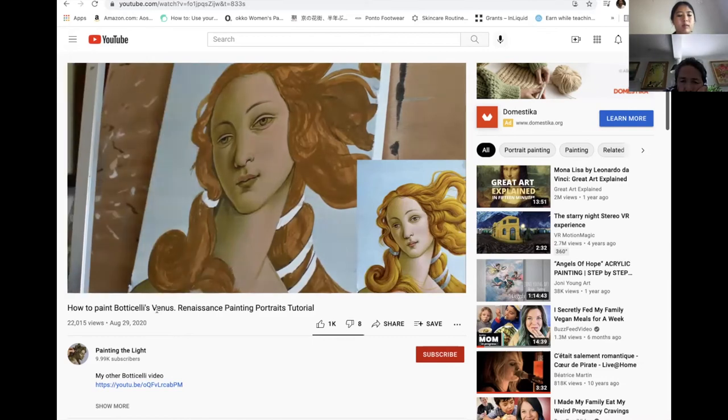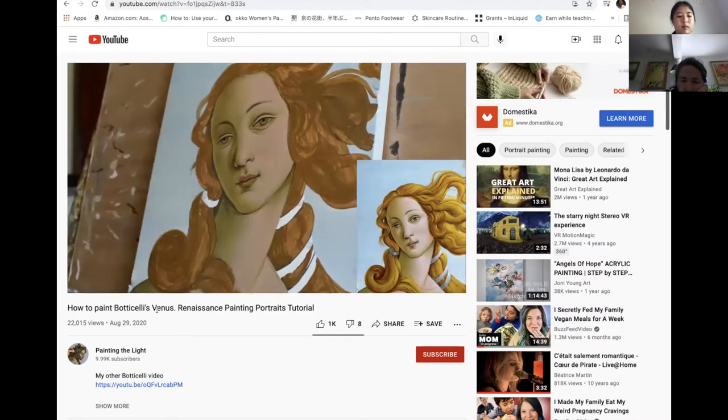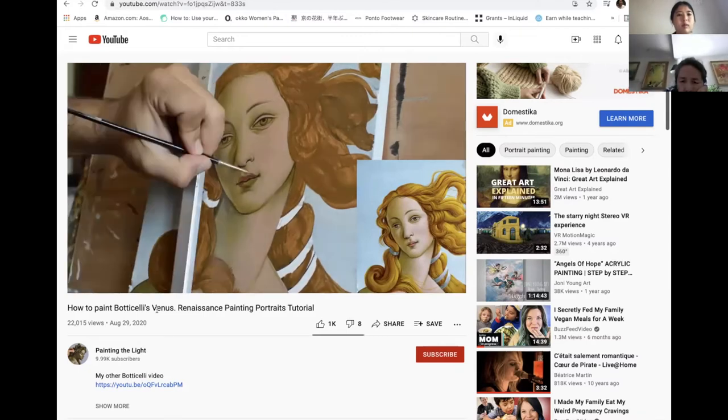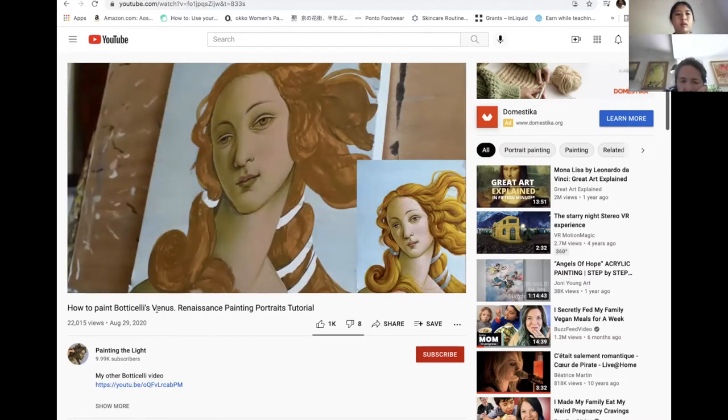Here you see me painting the mouth. Take your time and try to analyze in your mind the process that the master painter used to paint the mouth.